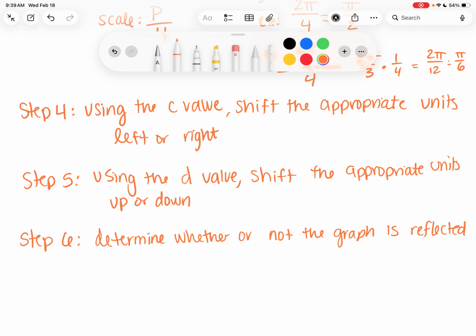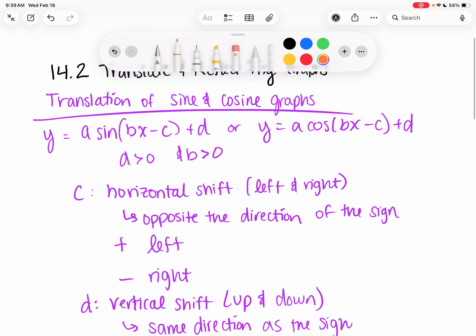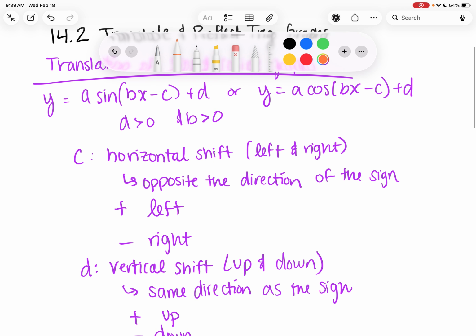So the C value, just to go back to that for a second, is only if it's inside the parentheses. Just pay attention that the C has to be inside. If there's no parentheses at all, and you just see a plus or minus, that means it's going up or down. Kind of the same back when we did parabolas, and we were looking at how they were shifted. It works the same way.